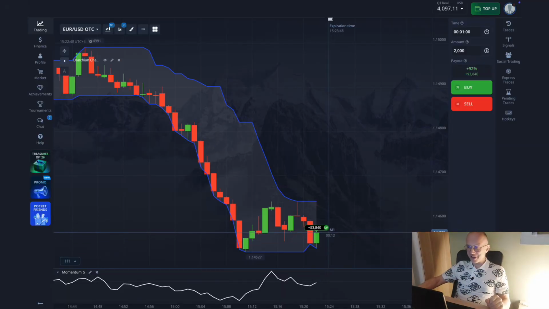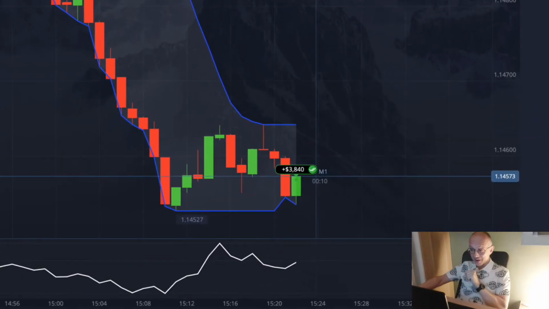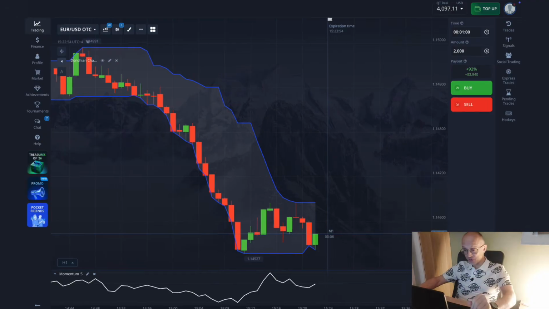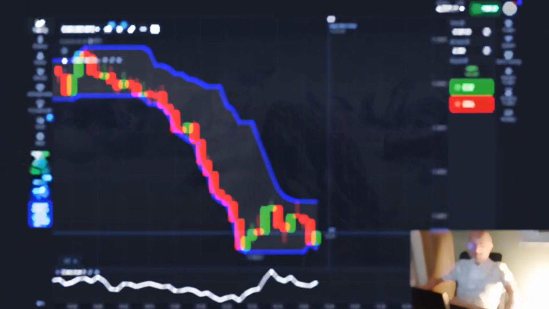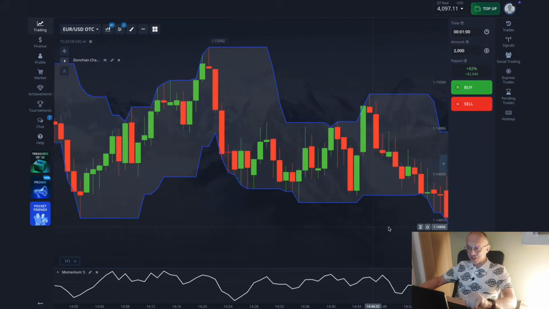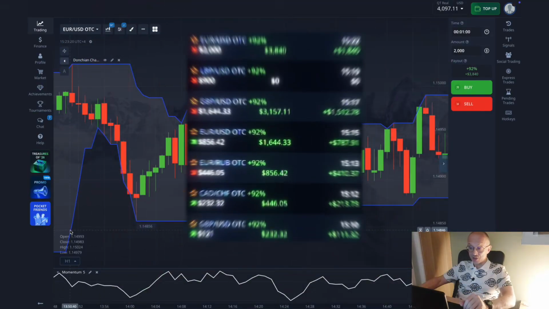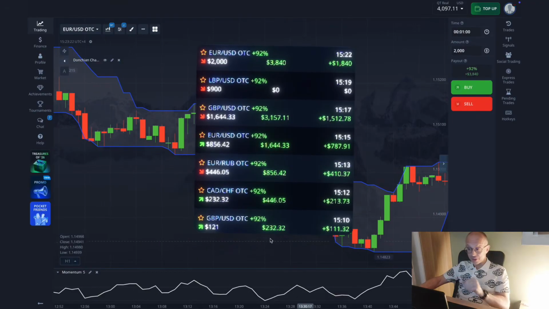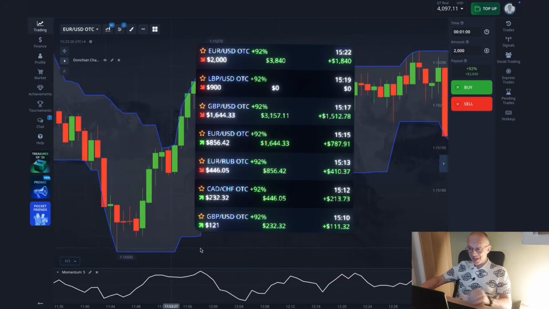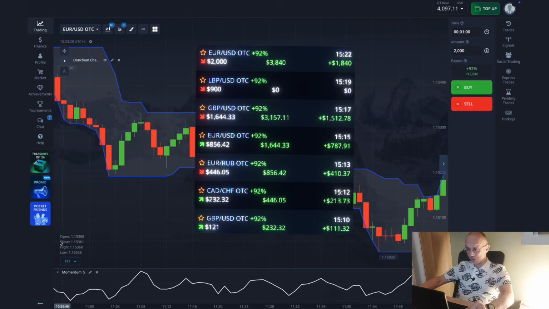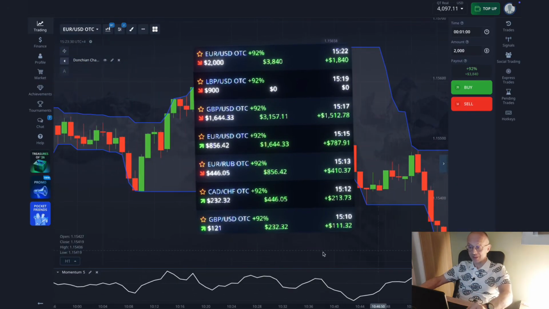An excellent finish. I'm getting $1,840 in profit. The balance reached $4,097. So let's sum up. At the end of this trading session, my balance grew from $121 to $4,097. An excellent result.